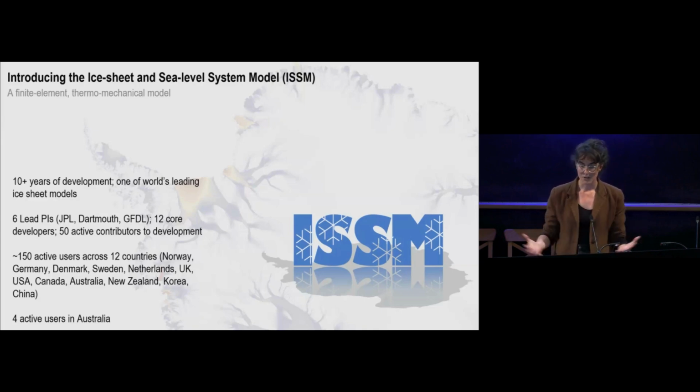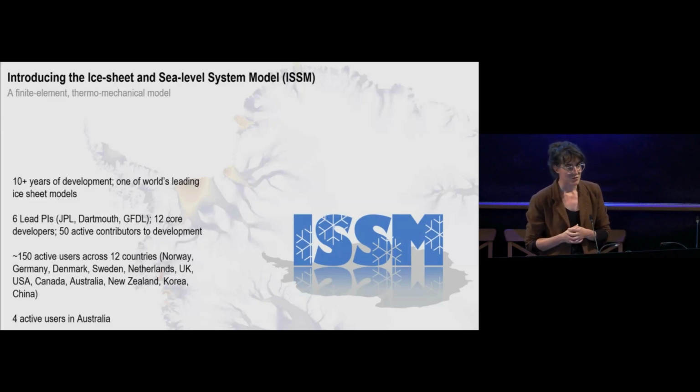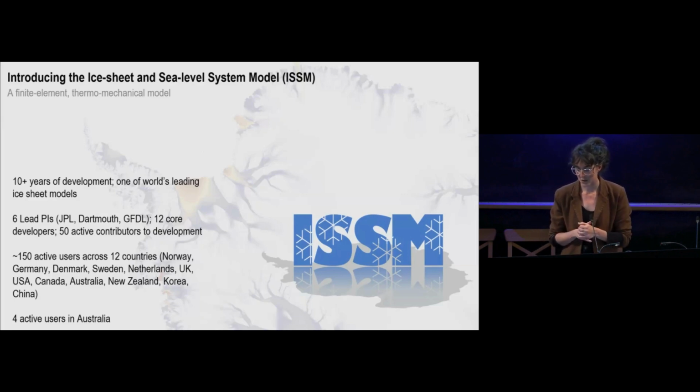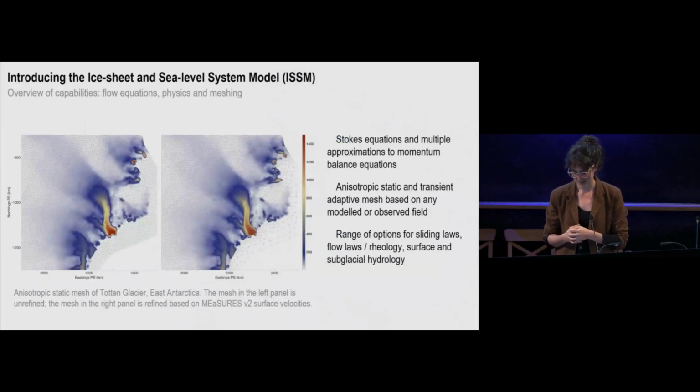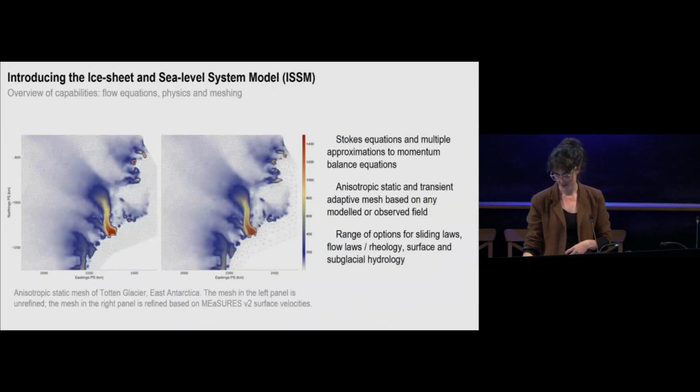So I'm going to give you a bit of an overview now of ISSM, what it does, and a few case studies from research within Australia. So it's 10 plus years old, and there are really active contributors to the development of ISSM around the world, including a user base of over 150 people, which is pretty good given that the ice sheet community is actually quite small compared to the rest of the climate modelling community, and 4 active users within Australia.